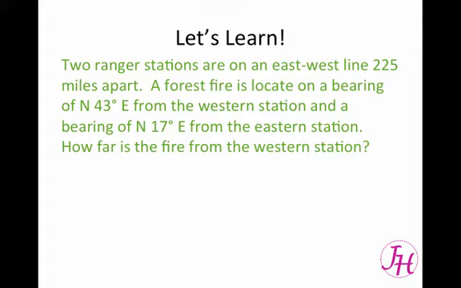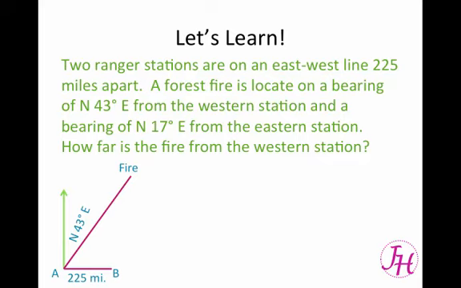All right, so we know that our two ranger stations are on an east-west line 225 miles apart. So here we have station A and station B, and they're 225 miles apart. Well, we know that the forest fire is located on a bearing of north 43 degrees east from the western station. So we draw our north-south line. Then we go from north, we go east, and that's going to be 43 degrees. And so wherever that line ends, where it intersects with another line, that's where the fire is.